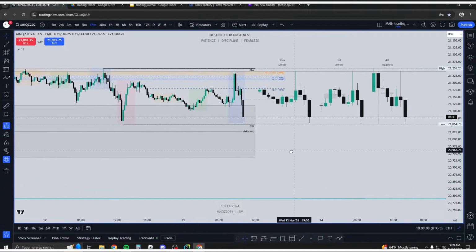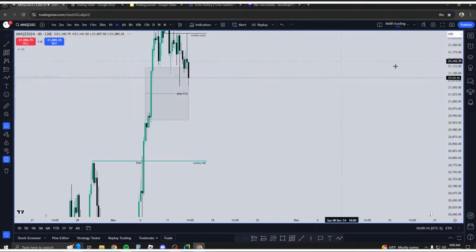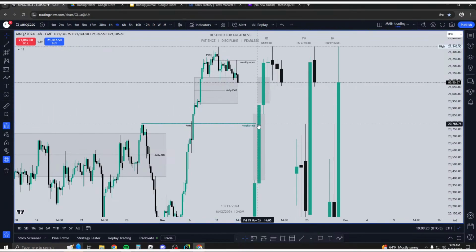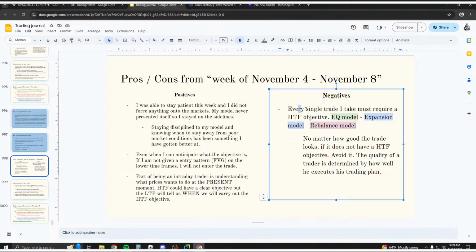Like I said, on the 15-minute time frame right now, it appears that previous day low will be taken. But higher time frame wise, going back to what I said yesterday, I kind of want to see price leave this open. I don't want to see us trade all the way back into the weekly immediate rebalance. I kind of want to see us create a weekly fair value gap here. But yeah, current objective, just ask yourself, what is price doing at this present moment? And some of the negatives here, just being sticking to your objectives, requiring a higher time frame objective.